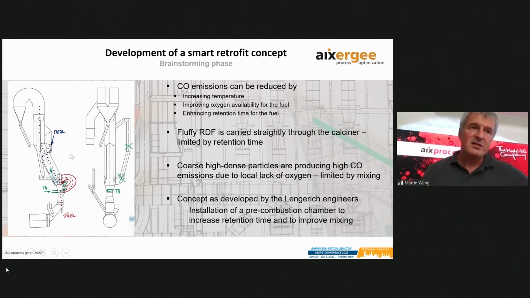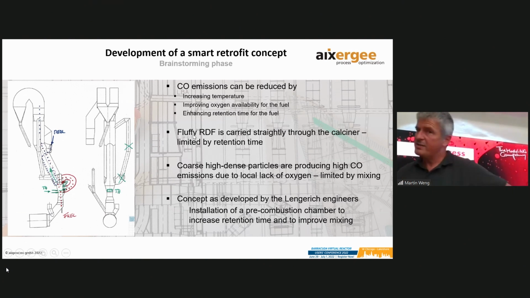But of course, in a minor retrofit, the customer doesn't want to change the diameter of the riser. So retention time is clearly limited for the fluffy RDF, because it's suspended, it's going with the gas flow, so there is no chance to decouple this from the retention time.